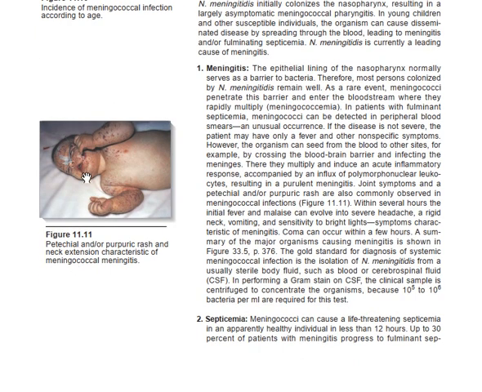Now the next one, you can see petechial and or purpuric rash on the neck extension. So this is another form of meningococcal meningitis. Meningococcal meningitis is usually associated with rashes. You can see rashes on the skin of the child, and those rashes are called Henoch-Schönlein purpura.